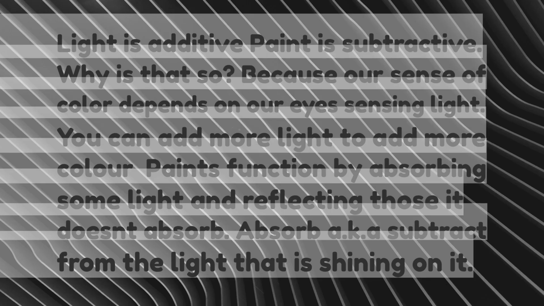Light is additive, paint is subtractive. Why is that so? Because our sense of color depends on our eyes sensing light. You can add more light to add more color. Paint functions by absorbing some light and reflecting what it doesn't absorb, aka subtracting from the light that is shining on it.